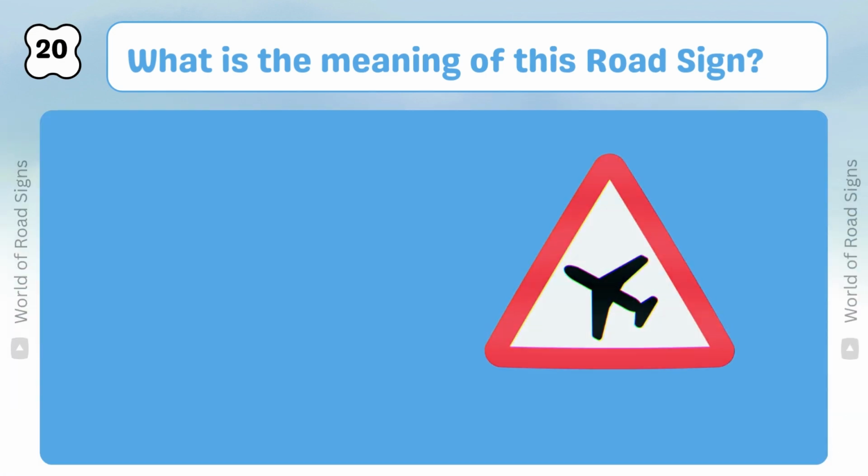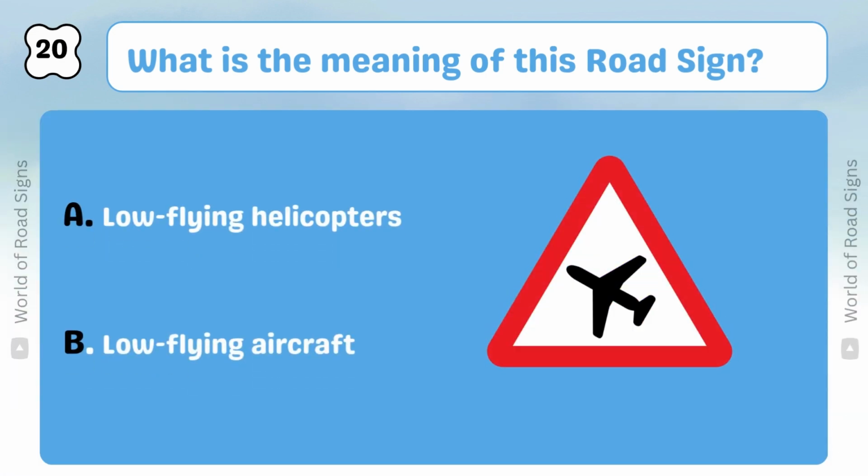Question 20. What should drivers watch out for here? A. Low-flying helicopters. B. Low-flying aircraft. Option B is correct. Low-flying aircraft.